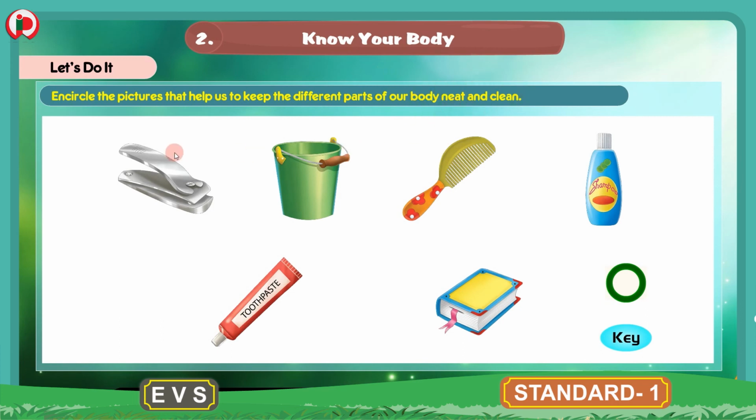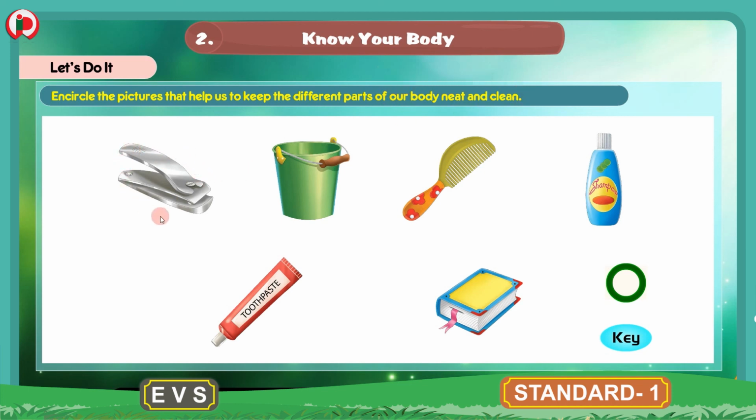Now let's see the pictures and tell what are these pictures. 1. This is a nail cutter. This is a bucket. This is a comb. This is a shampoo bottle. This is a toothpaste and this is a book. Now we will see how each one of these helps us to keep our body neat and clean.